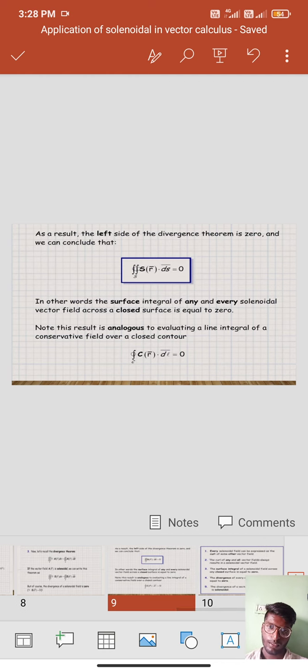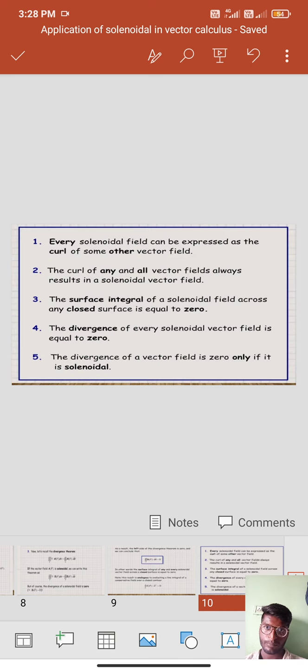The integral of the curl of g dot dl equals 0. Every solenoidal field can be expressed as the curl of some other vector field. The curl of any and all vector fields also results in a solenoidal vector field.